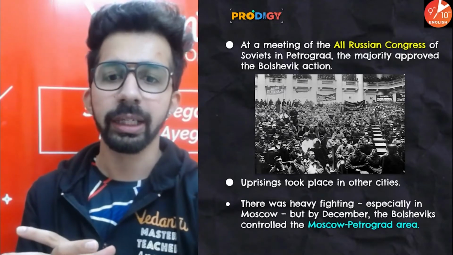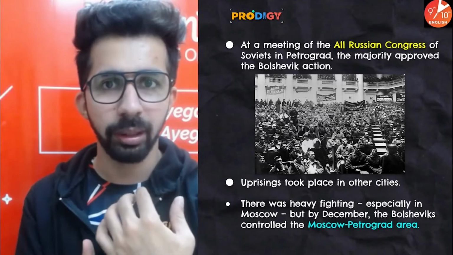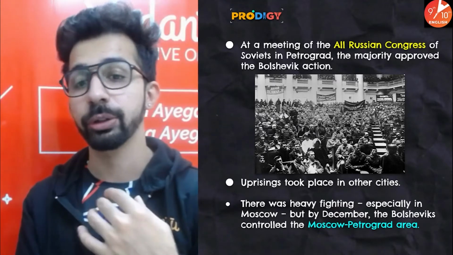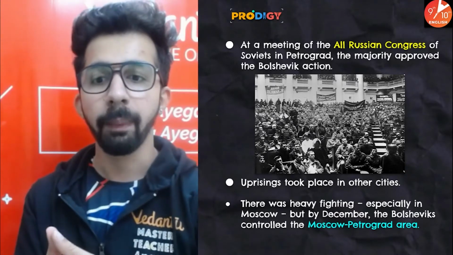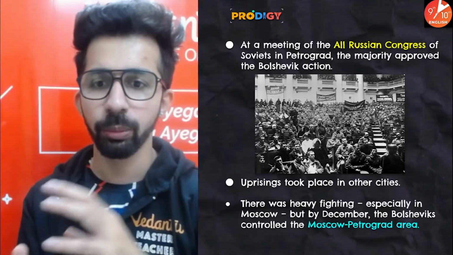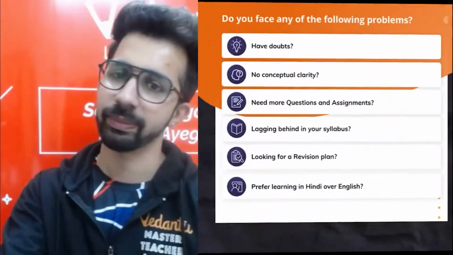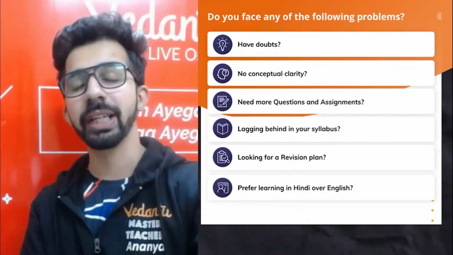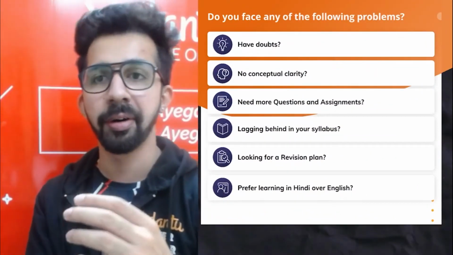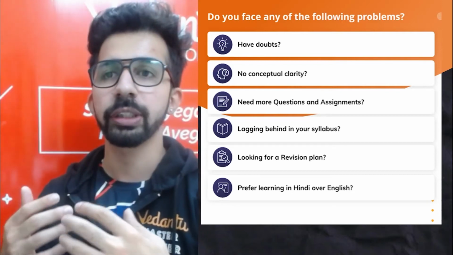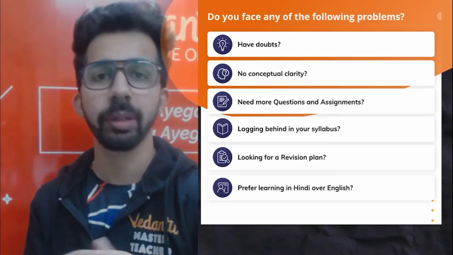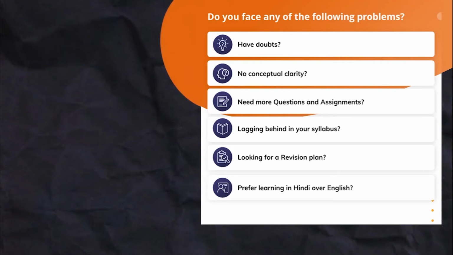And the uprising not only took place in Petrograd, but also in other cities. By December, almost the Moscow and Petrograd area was under the dominance of the Bolsheviks. And finally, we can say that the Bolsheviks won after the October Revolution of 1917 and the power of Kerensky was over.